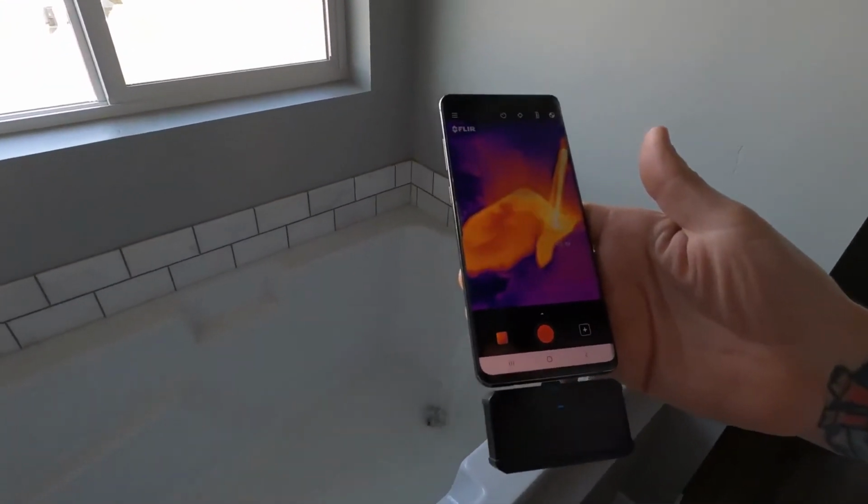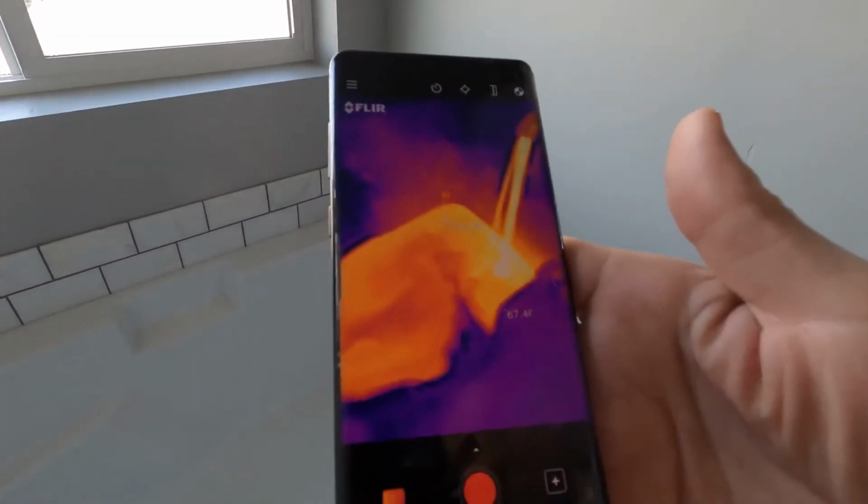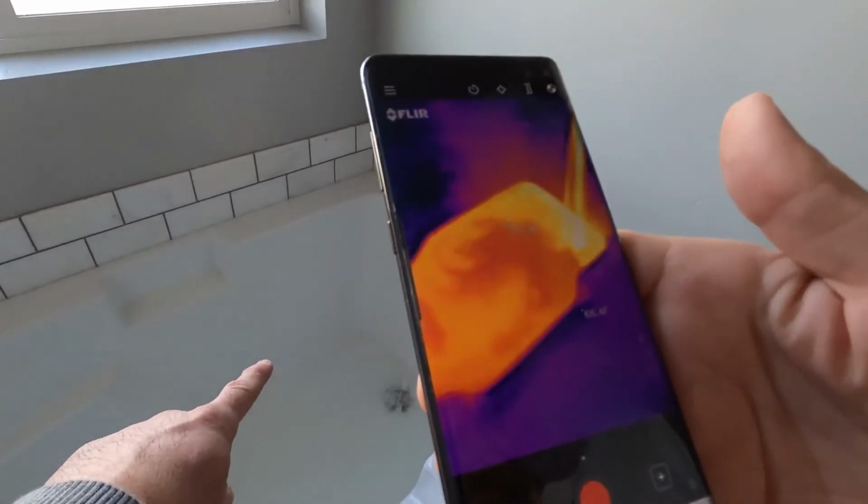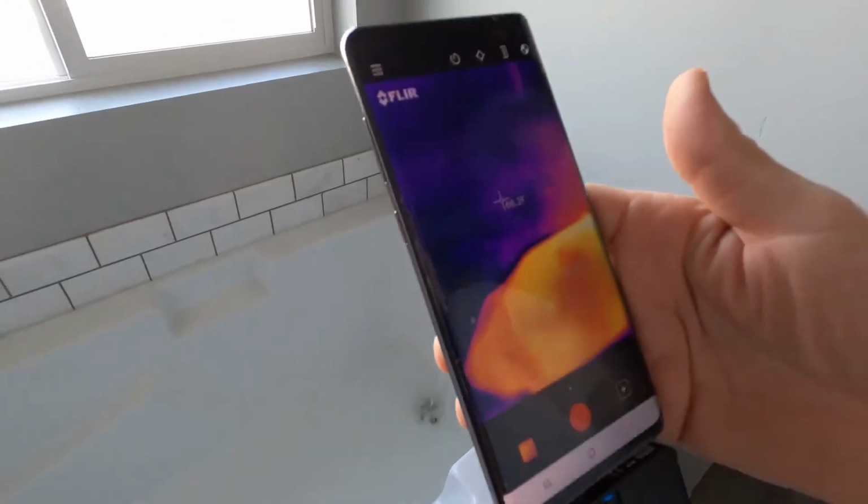All right, so we're just heating up. Oh, that's really cool. So we're putting hot water in the tub, as you can see how it's heating everything up. You can see the wall of the bathtub is actually heating up.